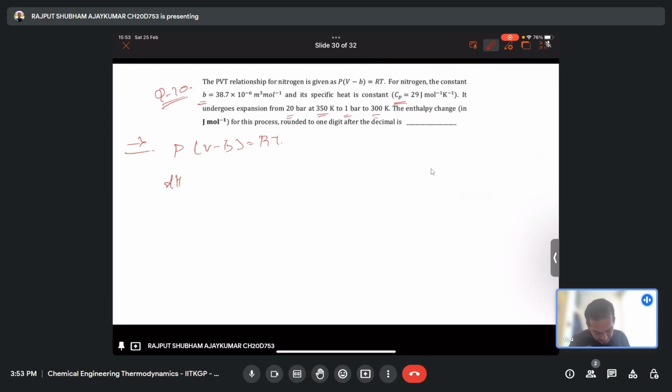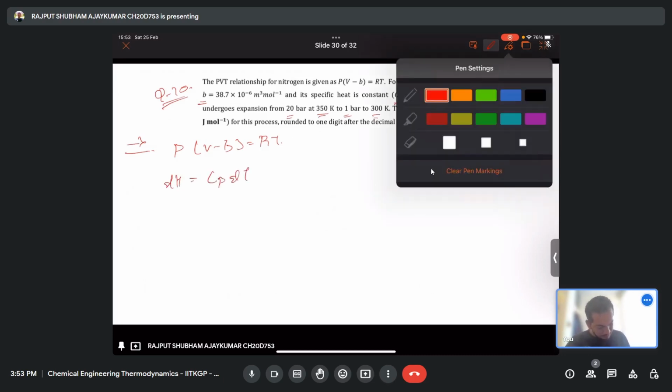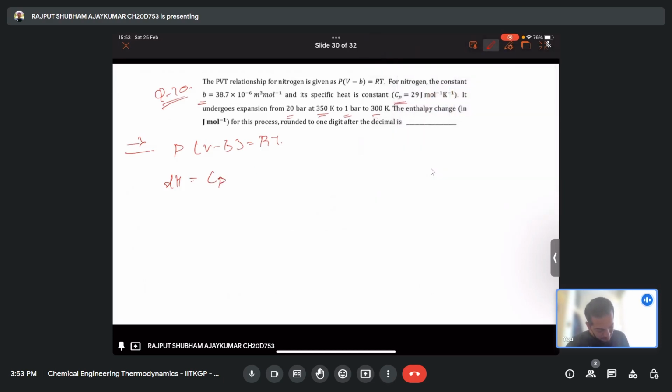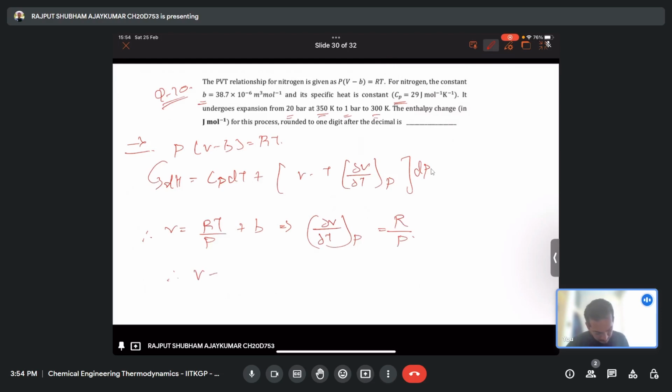Now enthalpy is given by dH. We have already been given this equation, and it's already derived. I'm not going to derive it again and again. We try to simplify, we try to partially differentiate. Now what we'll do is V minus T del V by del T at constant P, equal to V minus TR by P. Therefore, the change in the enthalpy will be Cp dT plus V dP.